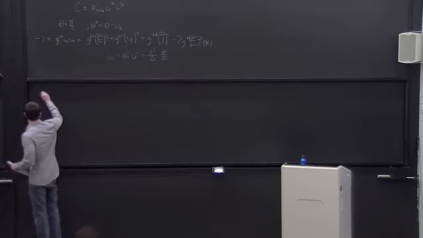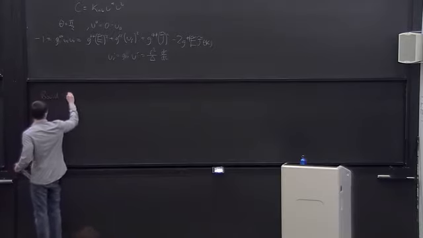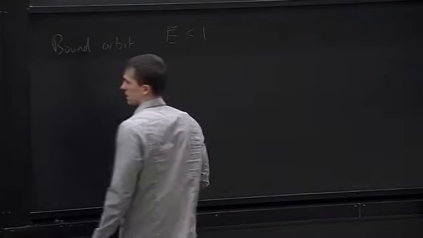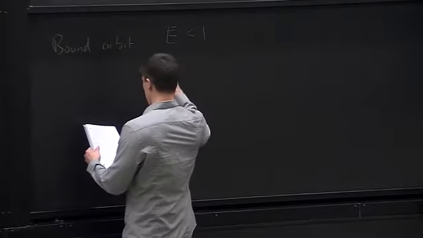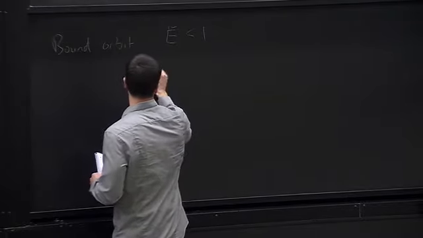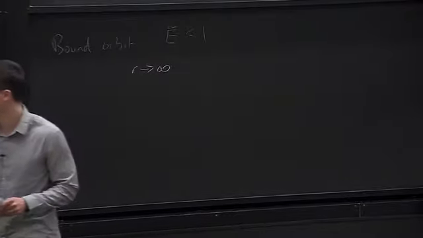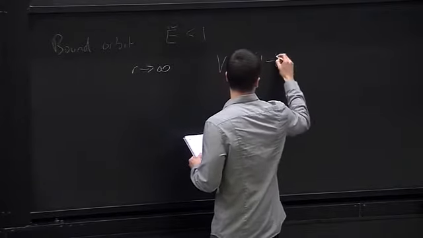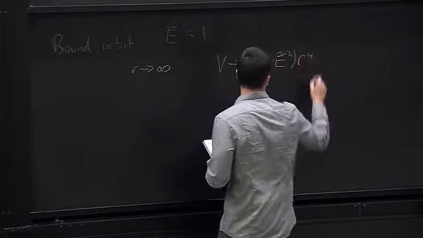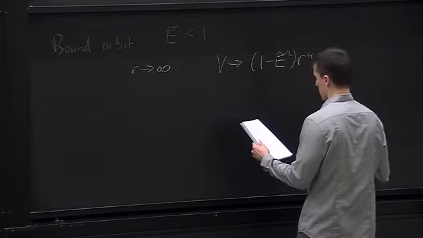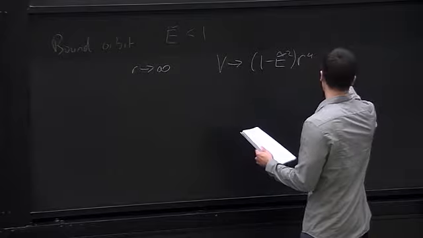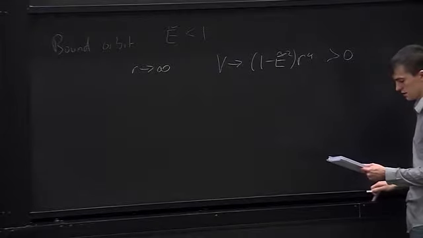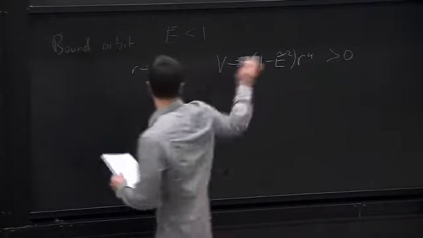So as I mentioned, we have a bound orbit. That is where E tilde is less than 1. Then we let r go to infinity. This r to the fourth term dominates, and so V goes like that, and we'll go to a positive value. So that's at very large distances.